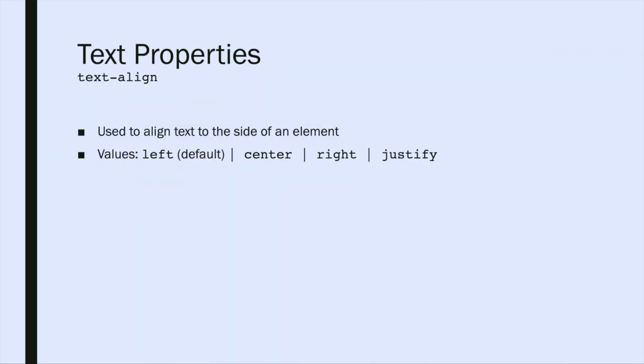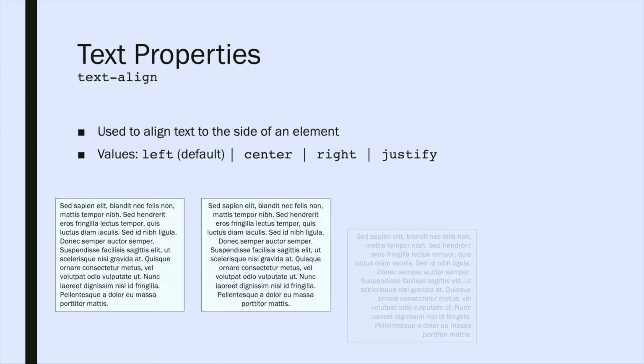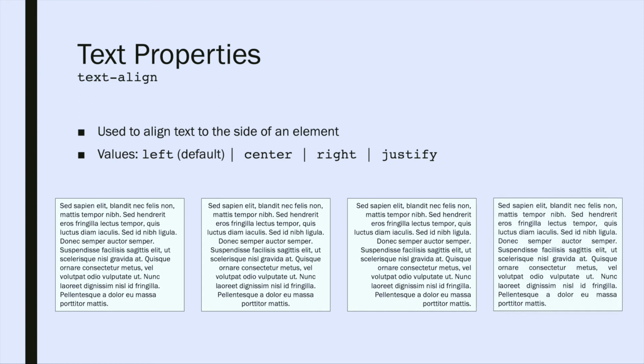Next, let's talk about text properties versus just styling. First, you have text align, which allows you to align text to the side of an element. Some of the values are left, which is the default, center, right, and justify. To give you a good example of what these look like, here are a few examples. You have left, center, right, and justify.